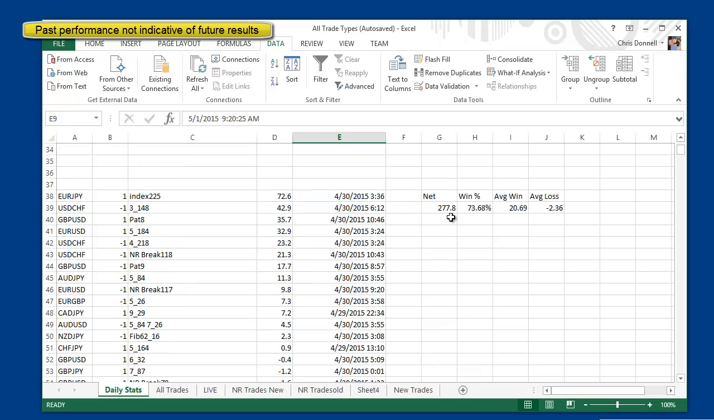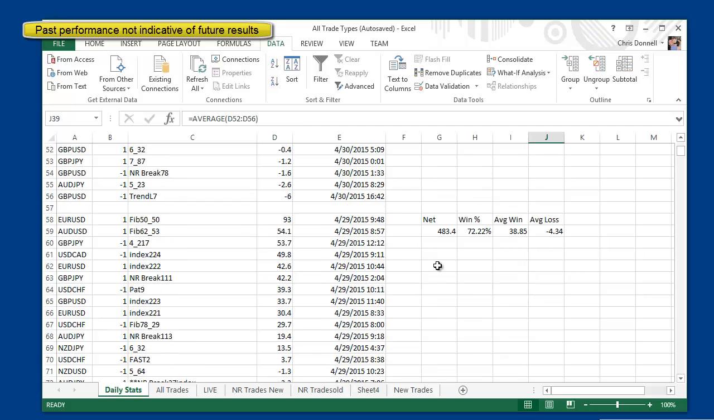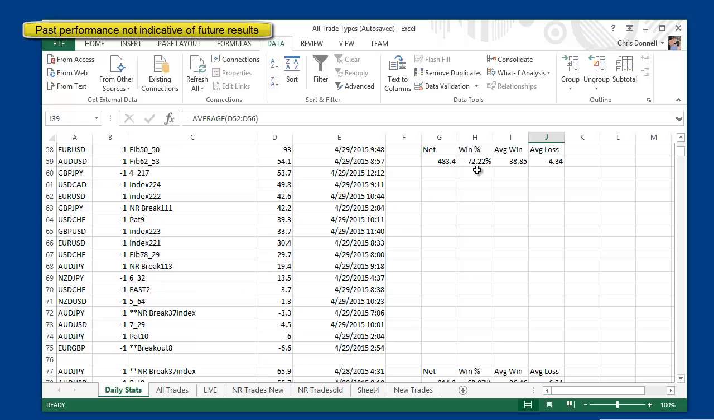Here's Thursday, 277 pips, 73% winning. Not quite as big a day, except for 2 trades here. All the trades produced less than 40 pips. But again, the average loss is only 2.36 pips, so that was wonderful as far as that goes. 483 pips this day, 72% winning.